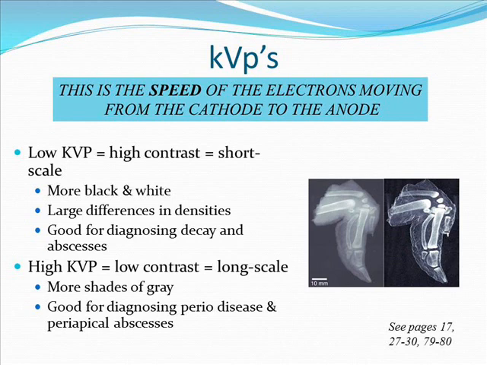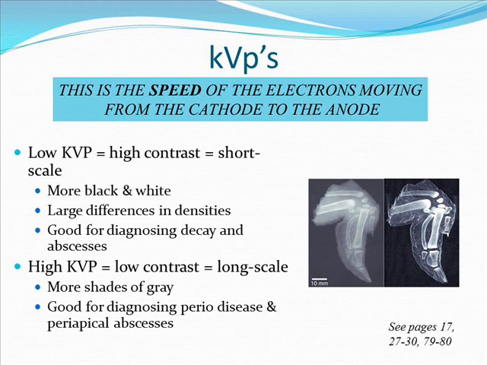KVPs is the speed of the electrons moving from the cathode to the anode. So how fast they are going. If you have KVPs set very low, that's going to give you high contrast. What that means is that there's a lot of difference between black and white. So looking at this chicken wing in this picture, the one on the right-hand side has high contrast. You can really see a big difference between the black and white, and not a whole lot of shades of gray. So that's high contrast. That means you had the KVP setting very low.